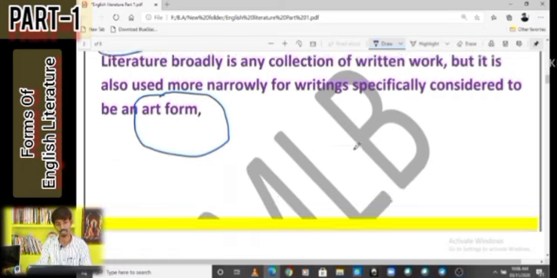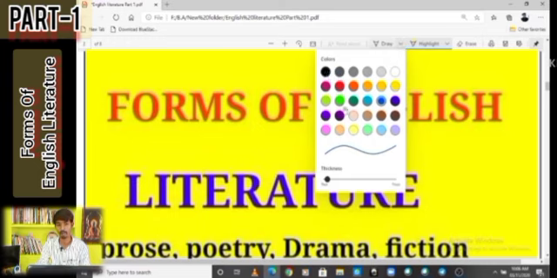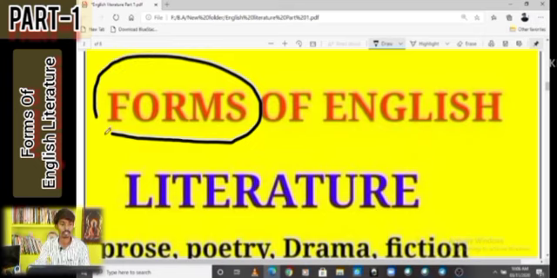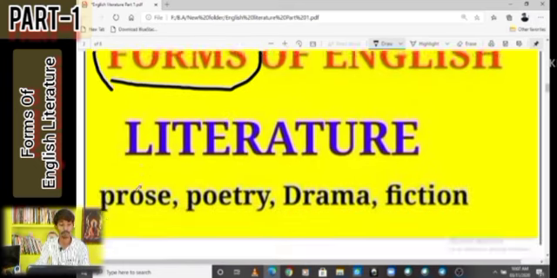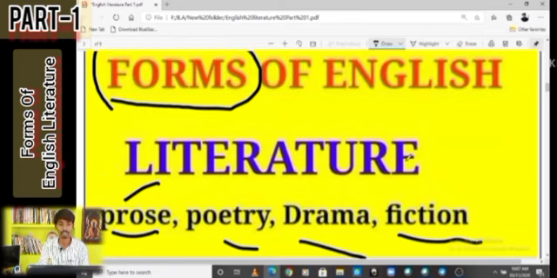So that is what is meant by literature. Now we'll go with the forms of English literature. What are those forms of English literature? I think you already know what is meant by form. Here I am going to introduce the forms of English literature: prose, poetry, drama, fiction. In the part of prose, we are going to divide it into fiction and non-fiction. So what is prose, what is poetry, what is drama, and what is fiction or non-fiction? We'll go with these things by explaining them. Today's class will explain these forms.